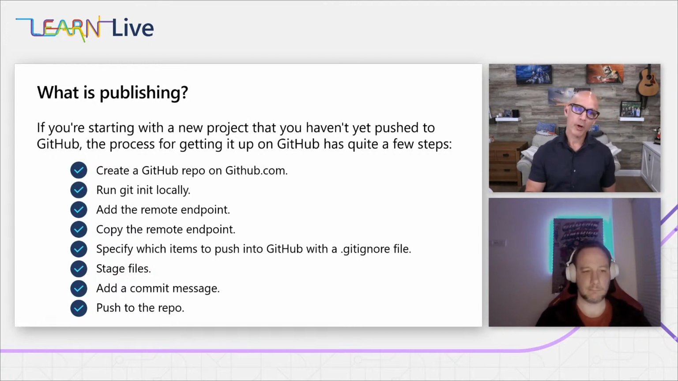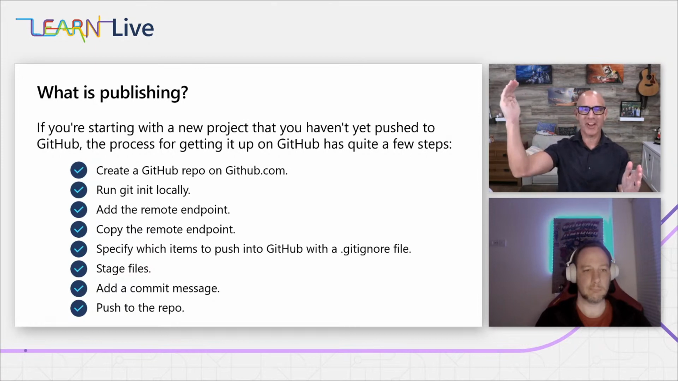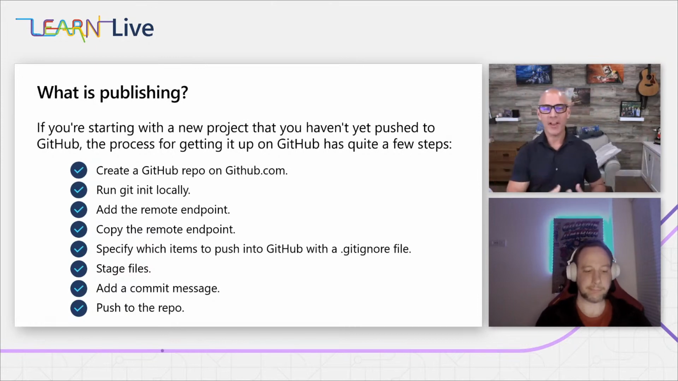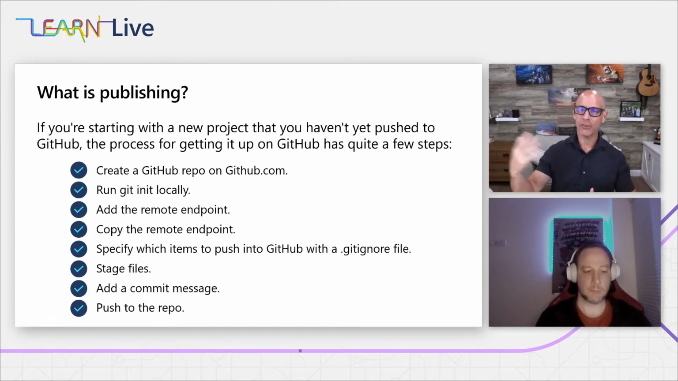I'd also want to go back to my machine and run git init locally, so I've got to figure that out. I have to add a remote endpoint. What's that? That's the name of basically the URL, so my local machine can figure out where it is on GitHub. Okay. I have to specify the items that I want to publish to GitHub, because why is that important?